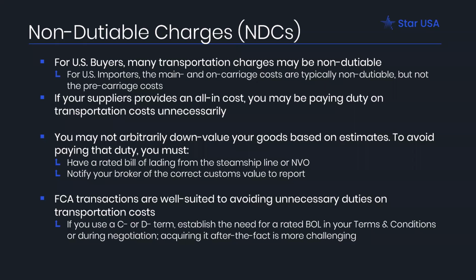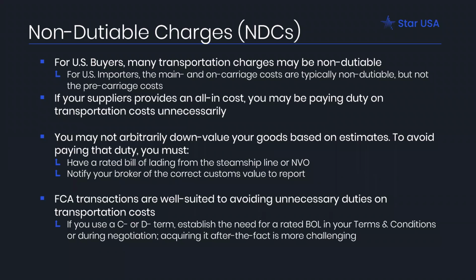So when you import them, you're importing based on the invoice value, and there could be freight costs hidden in that invoice value that you're paying duty on that you shouldn't be. When you factor in Section 301 duties, an additional 25%, that can be a significant amount. So you want to make sure that you are able to remove those non-dutiable charges by having the right documentation on hand. You may not arbitrarily downvalue your goods based on estimates.